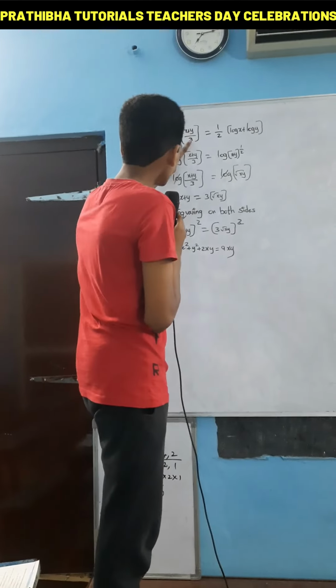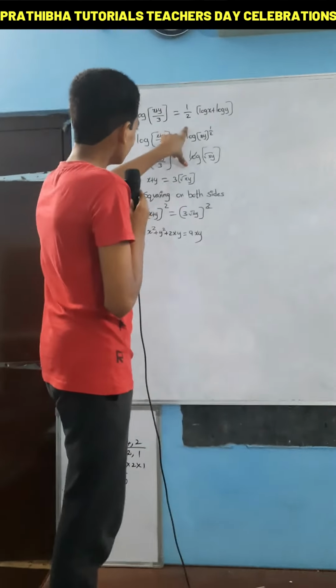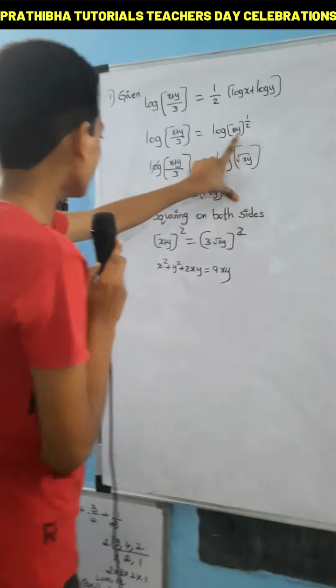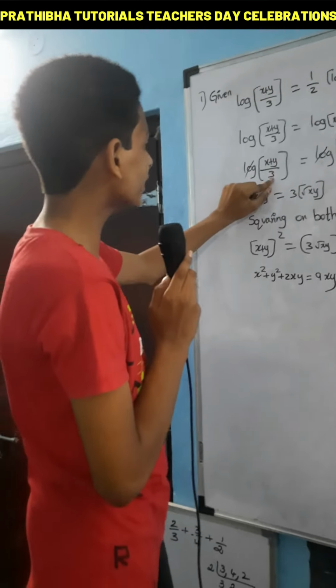log x plus y by 3 is equal to 1 by 2 log x plus 1 by 2 log x plus y by 3 is equal to log x.